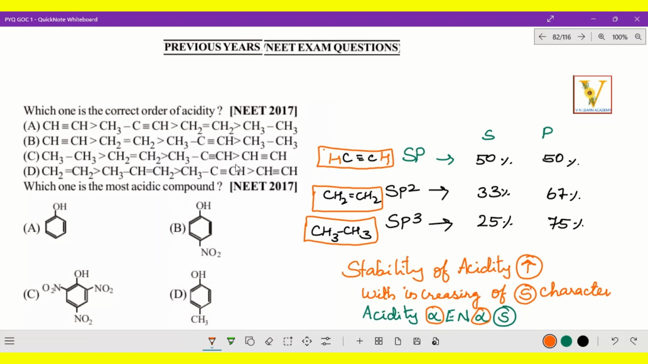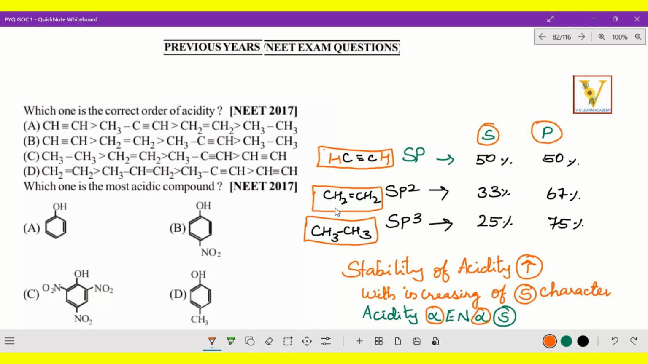Come on, here I just mentioned this, I hope you are able to see it. Here triple bond, double bond, and here single bond. You know very well that the double bond, triple bond, and single bond are mentioned. See here, CH triple bond CH, so this is sp hybridization. How do we say sp hybridization? 50 percent s character and 50 percent p character.